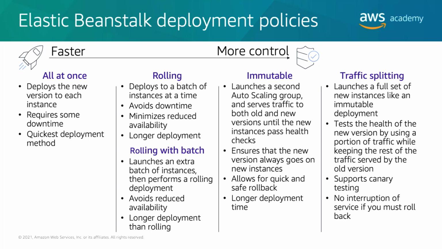All-at-once deployments are the fastest, but require at least some downtime. Immutable deployments are the safest, but require a longer deployment time. With traffic splitting, you can test a small amount of traffic to the new version while still sending most traffic to the existing version. Then, you can automatically shift all traffic to the new version after a period if health checks are successful. By default, your environment uses all-at-once deployments. If you created the environment with the CLI and it's a scalable environment, meaning you didn't specify the --single option, it uses rolling deployments.